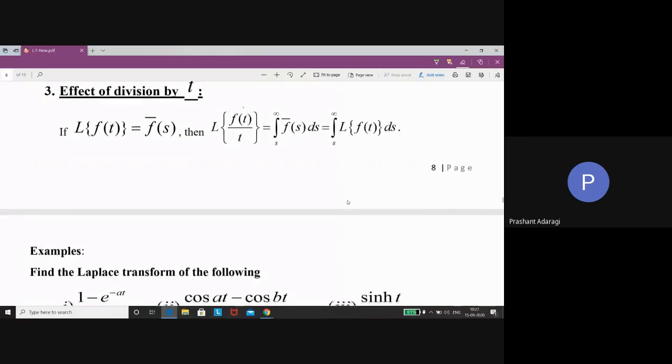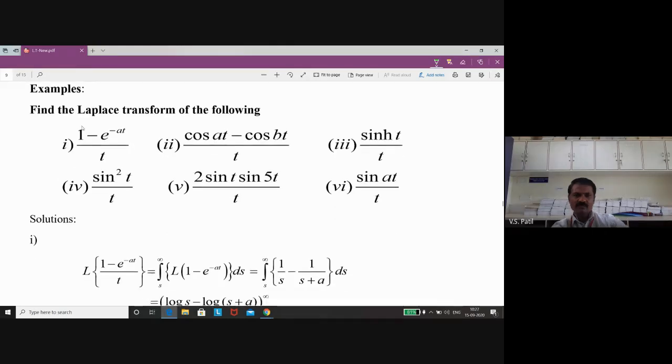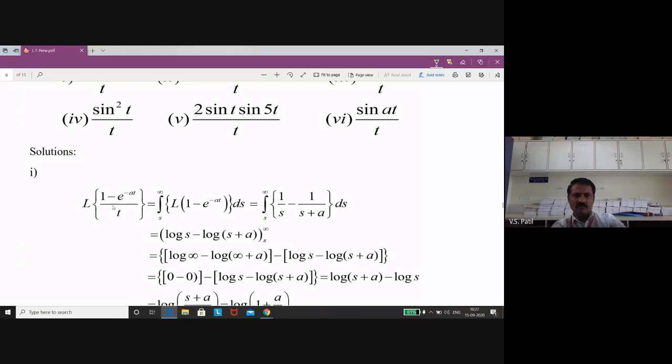See, today these are some important examples which have been asked in your examination. One or two I will solve today if possible. Now find the Laplace transform of these 6 examples, they are very important. I will take at least one today. They are asking you to find the Laplace transform of 1 minus e to the power minus at divided by t. Divided by t means the numerator quantity, whatever it is, is your f of t.